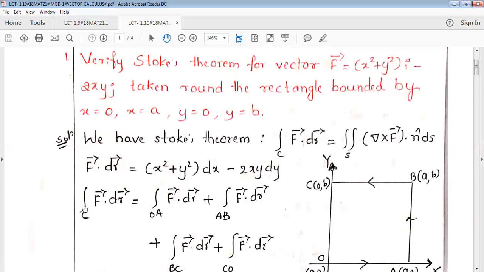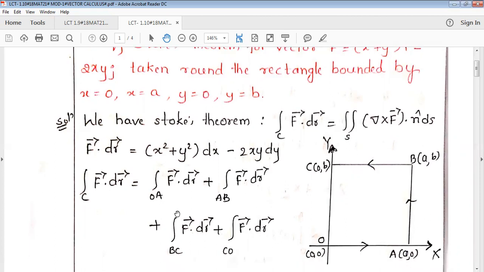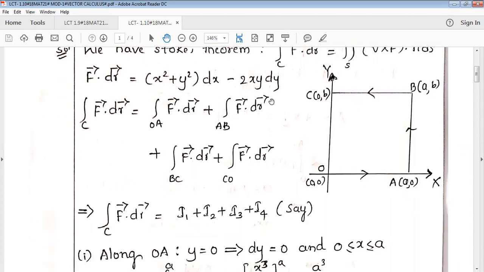Now, the integral over C of vector F dot vector dr is again bounded over the rectangle. So it is from O to A, A to B, B to C, and C to O. Likewise, we divide this integral into the integrals along OA, AB, BC, and CO. We call them I1 plus I2 plus I3 plus I4.